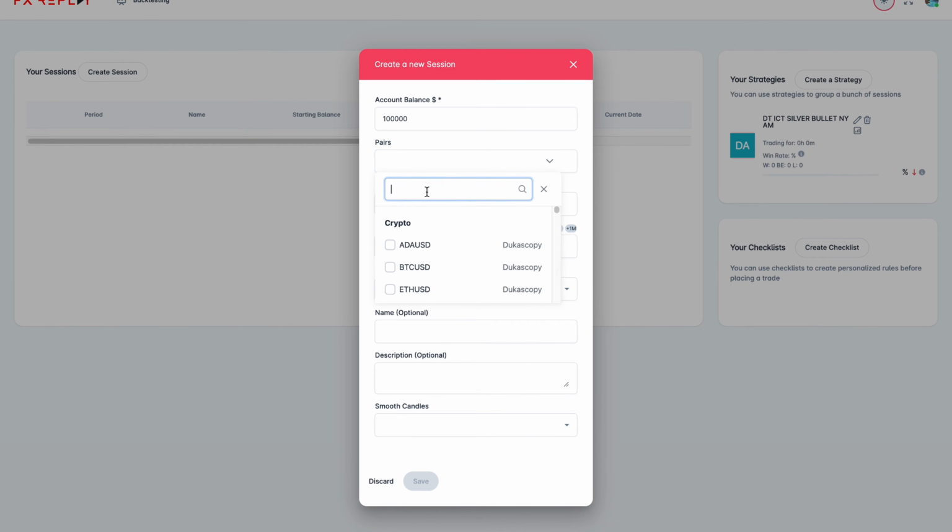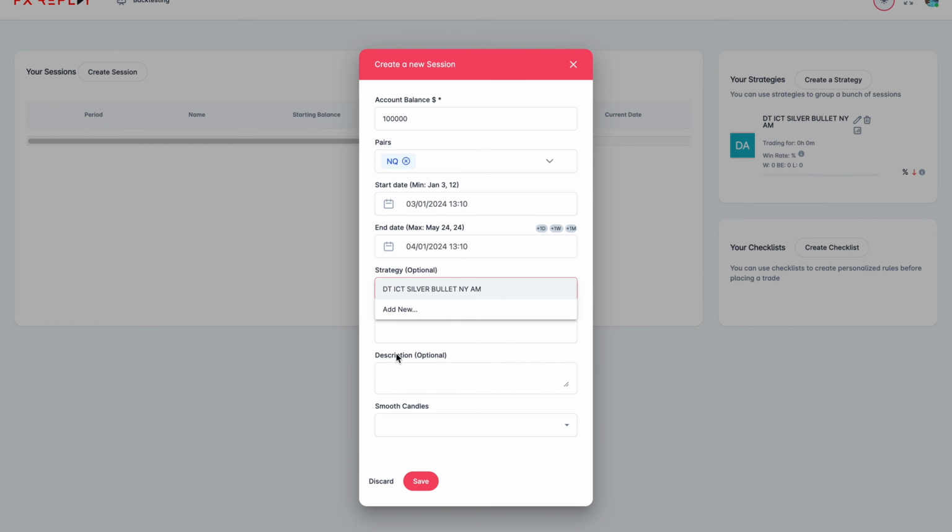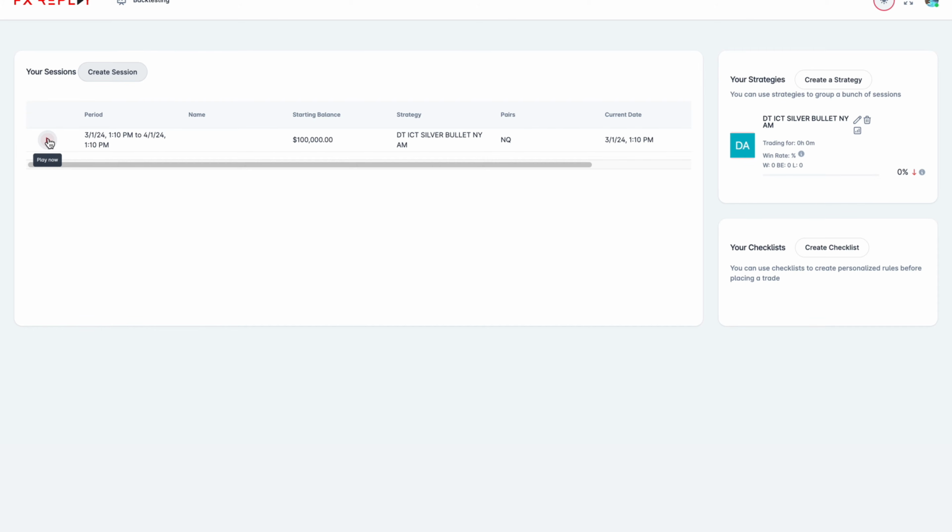Then I'm going to create NQ. If you want, you can trade multiple pairs. I'm sticking with NQ. Start date, let's do the month of March. Strategy, we can choose the one we just entered. So you can see after the backtest session how a specific strategy performed. And the rest I'm keeping empty. And let's save. And to start backtesting, you can press play now.